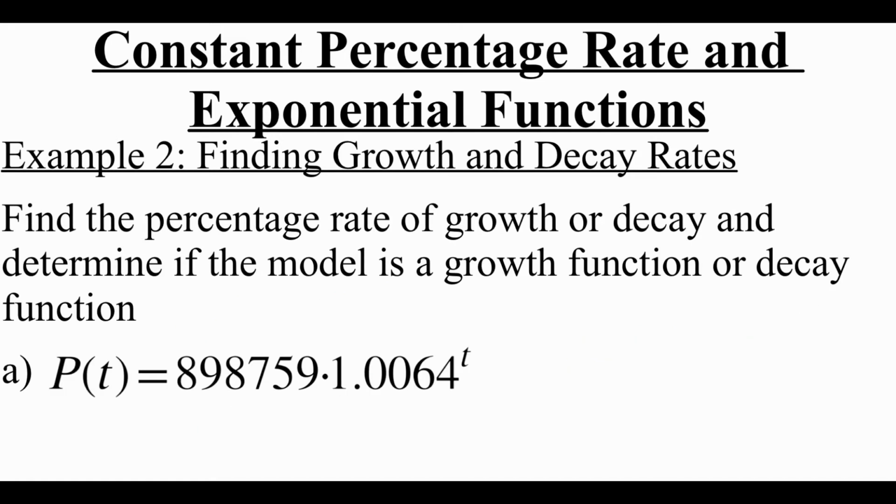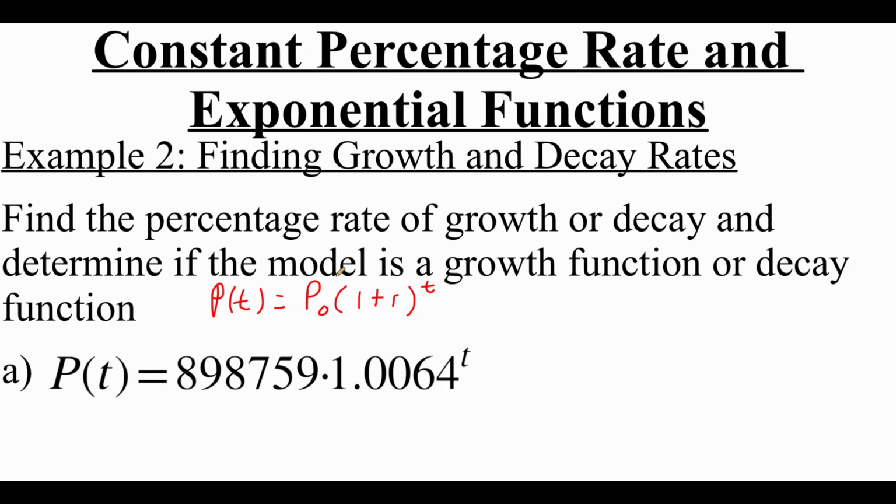In this example, we're given a population model, and we want to find the percentage rate of our growth or decay, and then based on the rate that we find, we want to determine if our model is a growth function or a decay function. So we want to think about our general population model. P of t equals P sub 0 times 1 plus r raised to the t power. And as we're focusing on the rate, we're trying to figure out what that r value is.